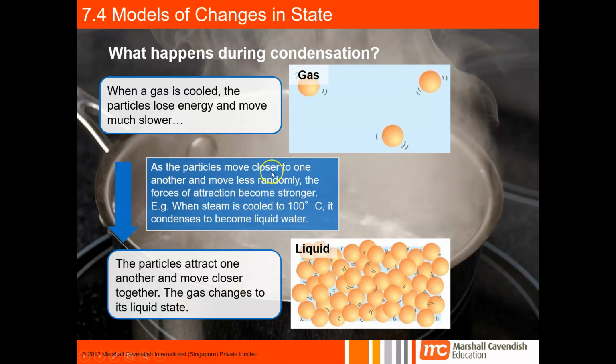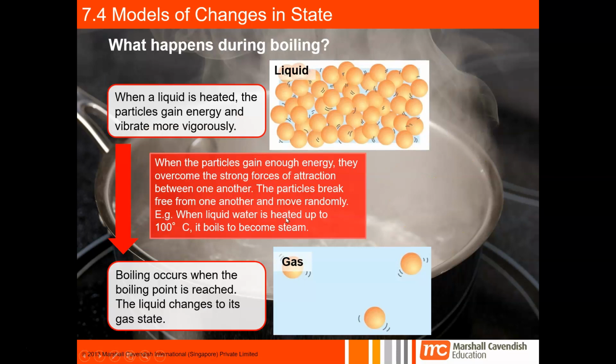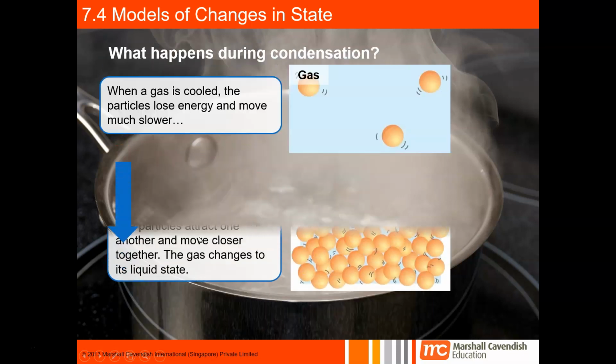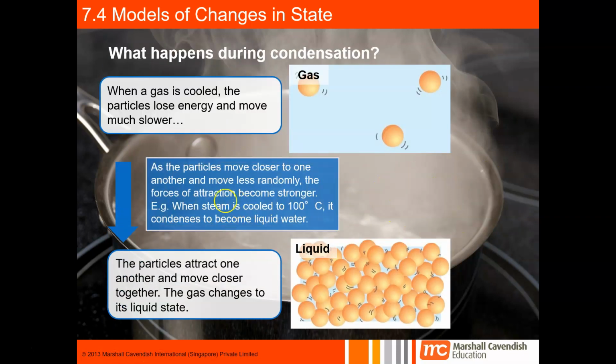So as the particles move closer to one another, they start to move less randomly, and the forces of attraction become stronger. And when the steam is cooled to 100 degrees Celsius, it condenses to become liquid water. So I think I've talked about this. In the previous example, we said that the boiling point of water is 100 degrees Celsius. But this same 100 degrees Celsius is also the point of condensation.